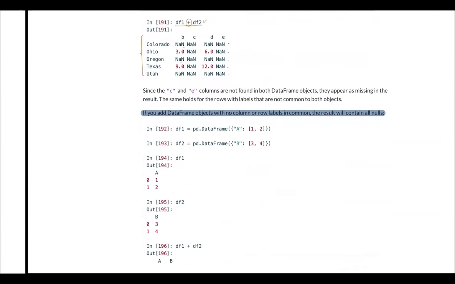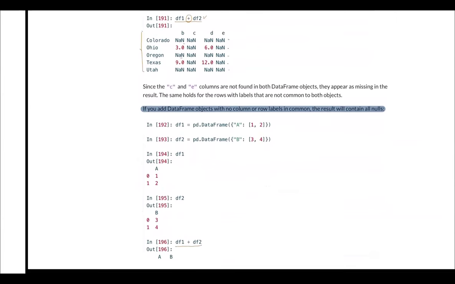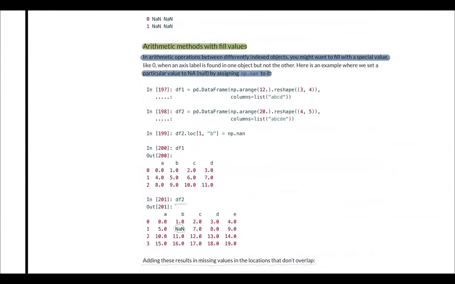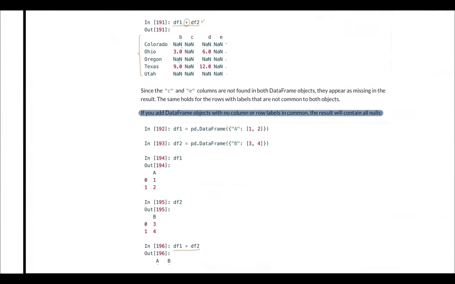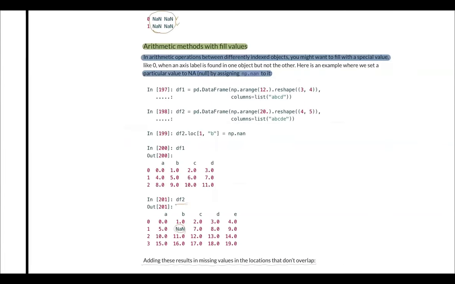And the same thing here. This one is a combination of A and B, but everything is NaN because they do not have the same column name. So it is combined, but the arithmetic calculation is not possible, because column A does not exist in the second one and column B does not exist in the first one. So all NaN values come out. Right?